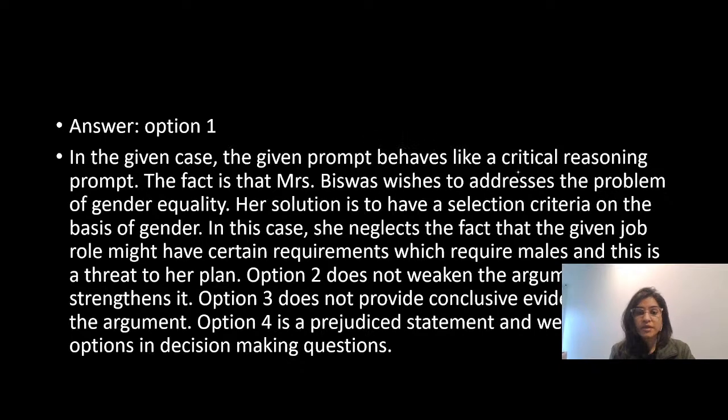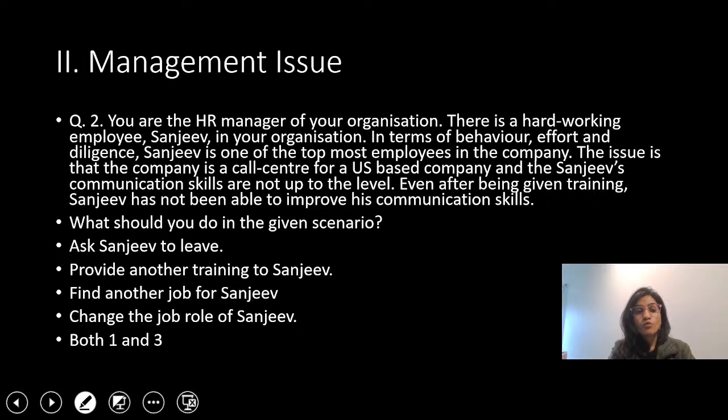In the given case, the option behaves like a critical reasoning question. Critical reasoning prompt. The fact is that Mrs. Biswas wishes to address the problem of gender equality. Her solution is to have a selection criteria on the basis of gender. In this case, she neglects the fact that the given job role might have certain requirements which require males, and this is a great threat to her plan. Option 2 does not weaken the argument, rather strengthens it. Option 3 does not provide conclusive evidence against the argument. Option 4 is a prejudiced statement, and we definitely can avoid such options, right? So better to go for option number 1.